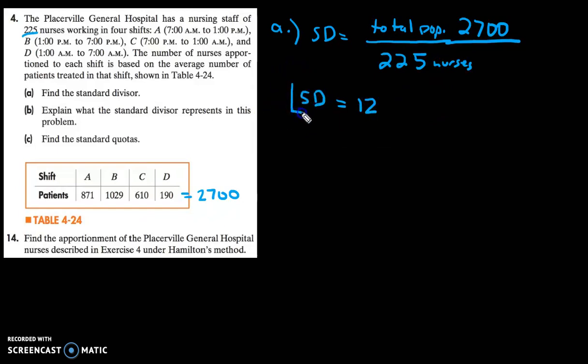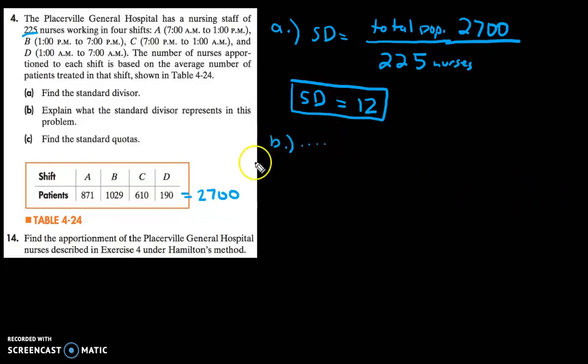All right, picture what the meaning of the standard divisor is here. It's saying it takes 12 patients on average per shift to get one nurse, right? Because this is 12 over 1, so the total population, the number of patients divided by nurses, is on average. If you have 12 patients, that should get you one nurse for your shift if we're spreading them out fairly. And that's part B, I guess: explain what the standard divisor means. You might want to write that out in words for your part B. I'll just describe it so I don't run out of space on the screen.